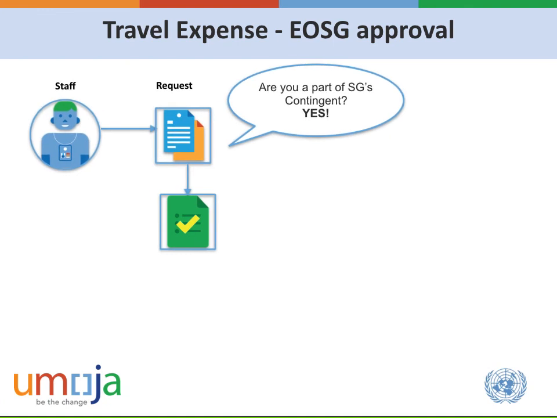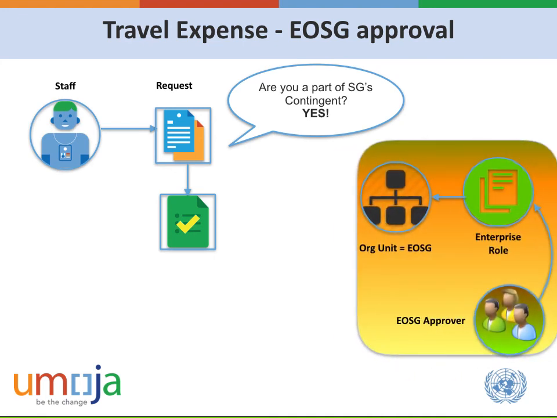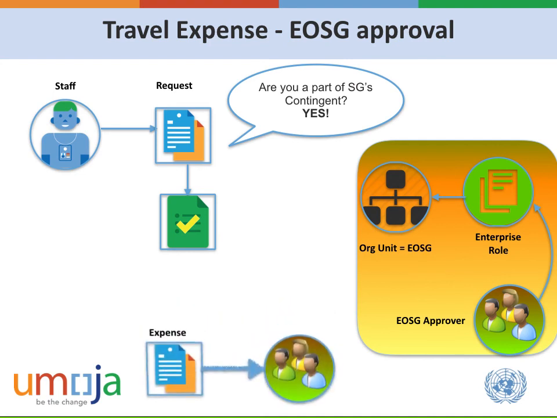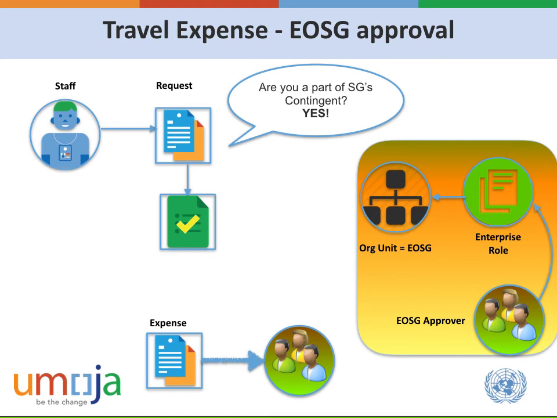So on the expense side, the first step is the EOSG approval. If a staff member on the request has said yes to the question, or a part of it is contingent, then after the trip is approved, when the expense reports are created, he or she cannot do an express claim and it will be a manual claim. The system will then look for the EOSG approver who has an enterprise role assigned to an org unit, in this case a central org unit called Executive Office for Secretary General, and the document will be routed to them for approval.